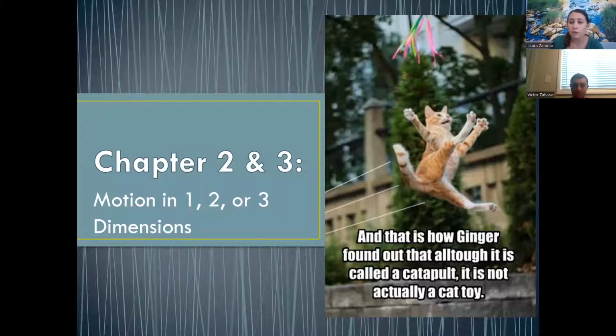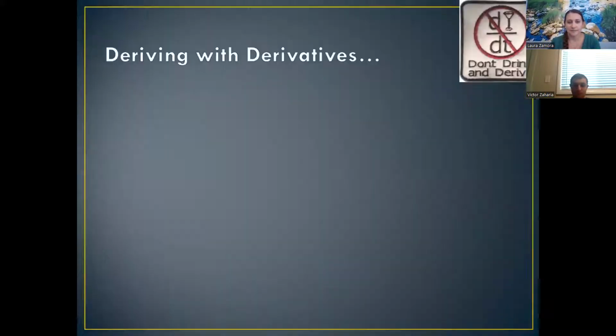Motion in 1, 2, or 3 dimensions, how we can take the things that we learned the past few days and extend that into a more advanced setting. So we had just been talking about derivatives for the past few days, and yes, they are actually applicable to things that we will talk about in the future.